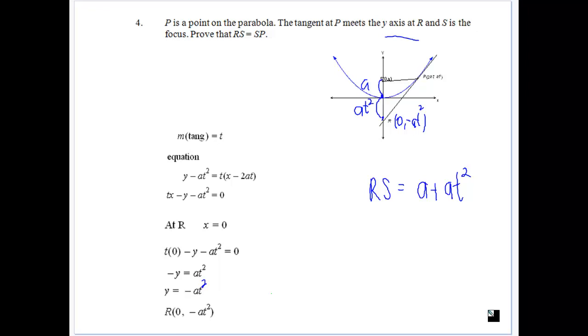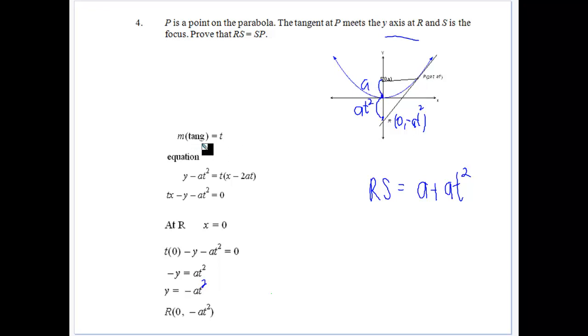Now in this problem we've got P, a point on the parabola x squared equals 4ay, and the tangent at P meets the y-axis at R and S, and we want to prove that RS equals SP. So we've got our tangent at P, and we want to show RS is equal to SP. So let's have a look.